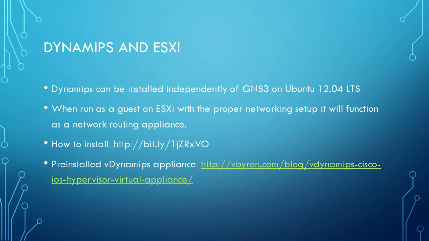If you're interested in doing this, I've written up a couple posts on my blog on how to install it, from the ground up: getting your Ubuntu image installed, what packages you need, how to get DYNAMIPS, how to compile it, how to install it, and how to add your iOS image. If you go to this bit.ly link right here, that'll give you a pretty nice step-by-step with screenshots on how to do it. It's pretty involved. It'll take you probably about an hour to go through the whole process.